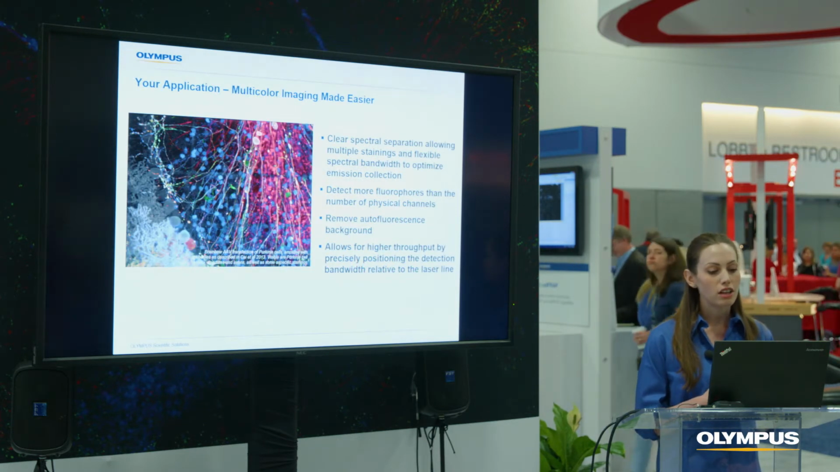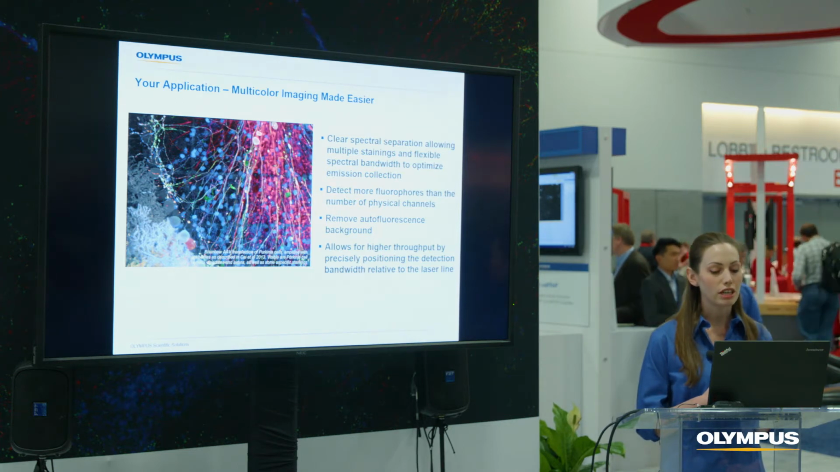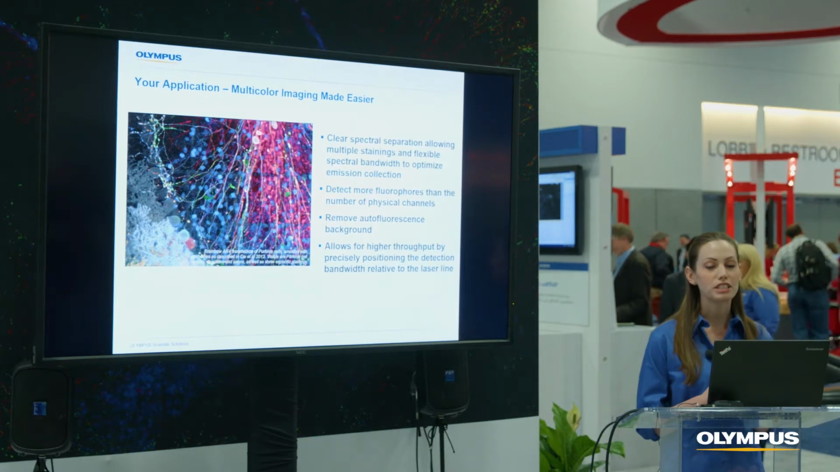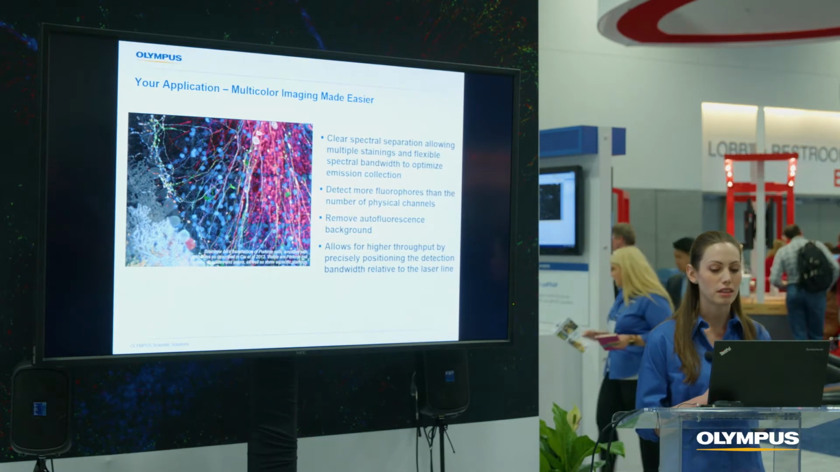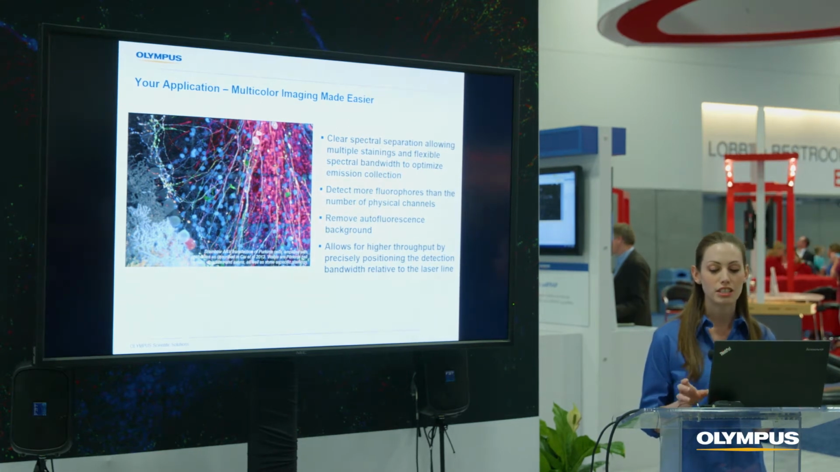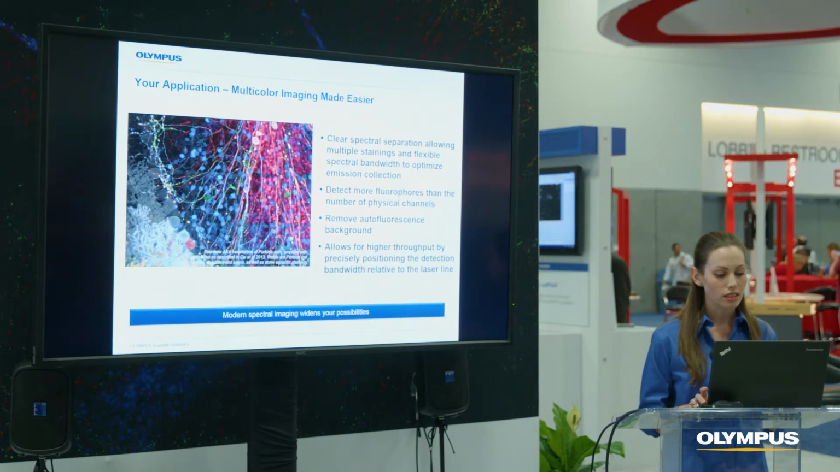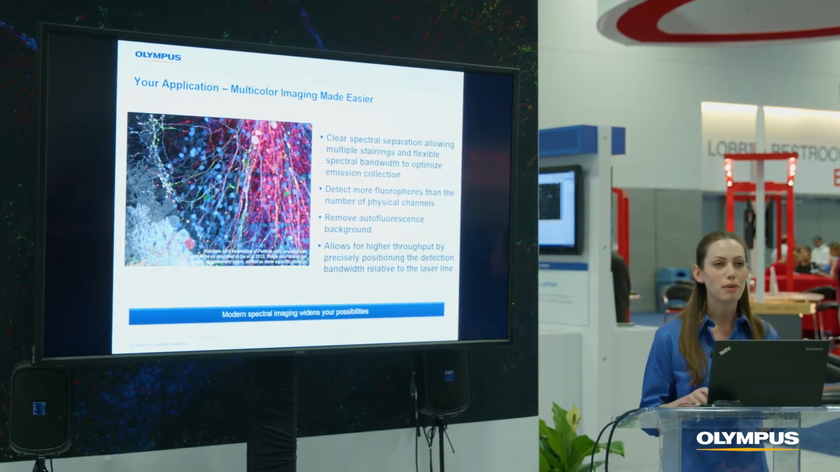And so with this new technology, multicolor imaging is now made easier. You can get clear spectral separation from your sample, allowing for multiple stainings and flexible spectral bandwidth, and you can optimize for your emission collection. You can detect more fluorophores than the number of physical channels, up to 16 channels with only 4 detectors. You can remove autofluorescence background, and it allows for a higher throughput by precisely positioning the detection bandwidth relative to the laser line. So this modern spectral imaging widens your possibilities and allows you to image more colors more accurately.